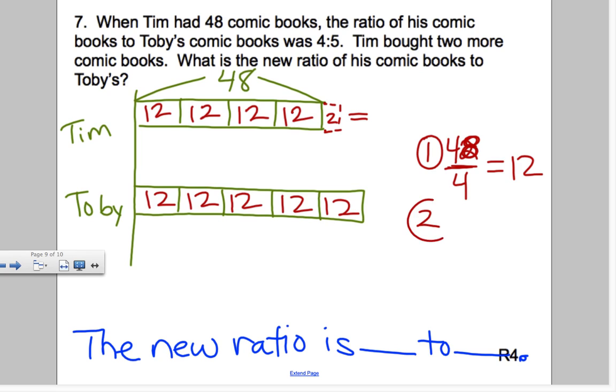Well, how could we calculate that to get to the total for Tim? What's a calculation that we could do? Jocelyn? You could add 48 plus 2. There you go. So 48 plus 2 is going to help us figure out that total, which is 50. And what kind of calculation could we use to get to Toby's total? Trey? 12 times 5. 12 times 5, which is what? 60.